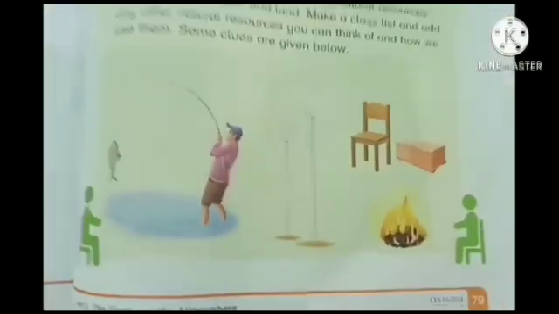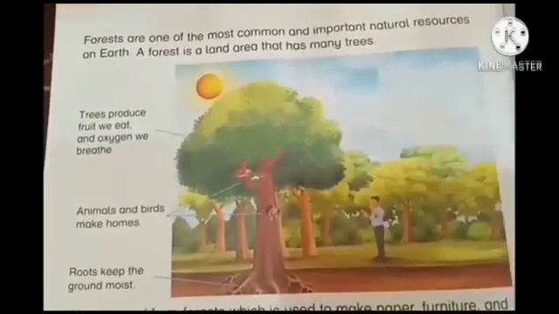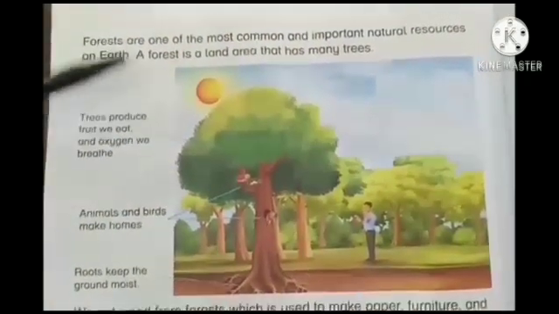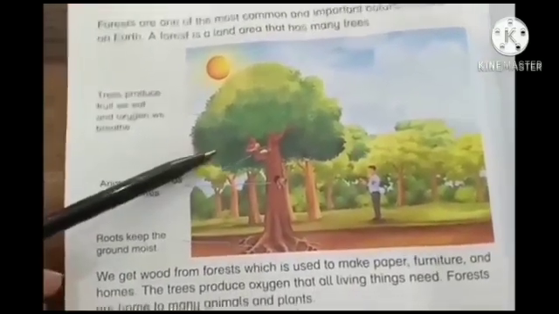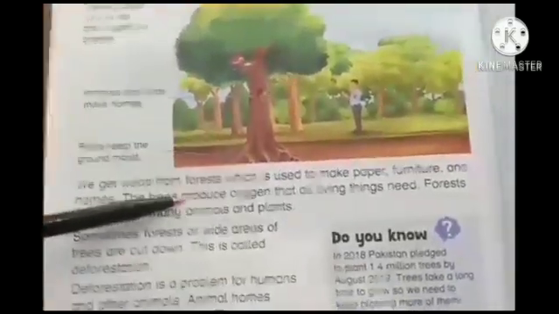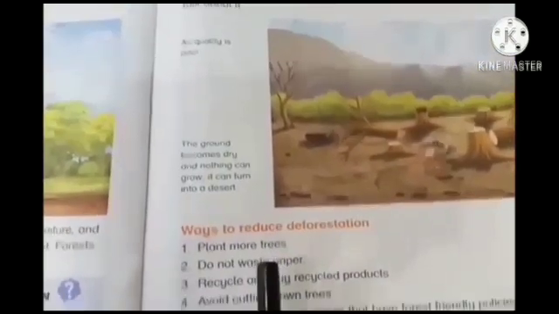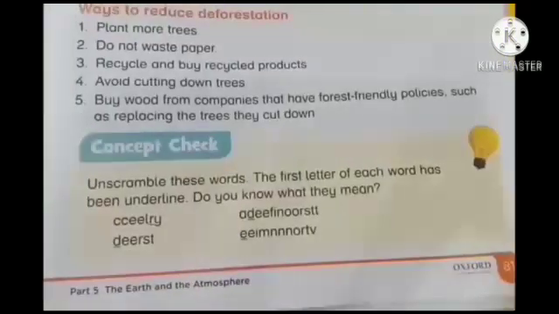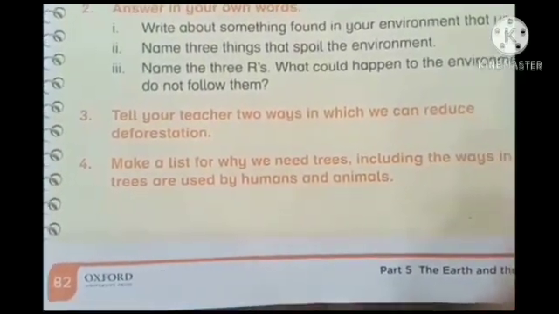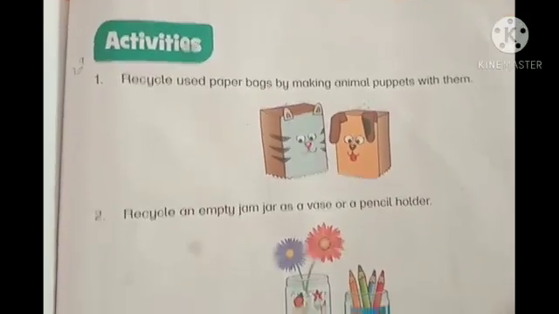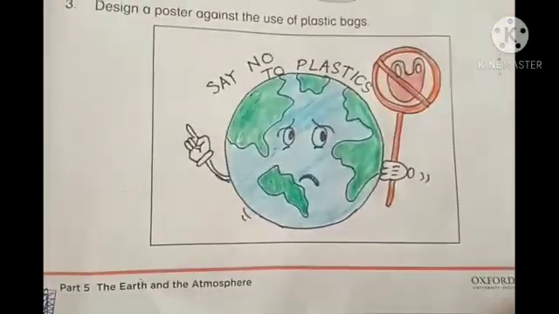And then we discussed page number 79 and page number 80, in which we discussed why trees are important for environment, for humans, animals and birds, and what are the other uses of trees. Then we studied what is deforestation and ways to reduce deforestation, and then concept check of page number 81. In our last class, we started exercises and did question number 1, 2, 3 and 4 of page number 82. Then we did activities of page number 83.